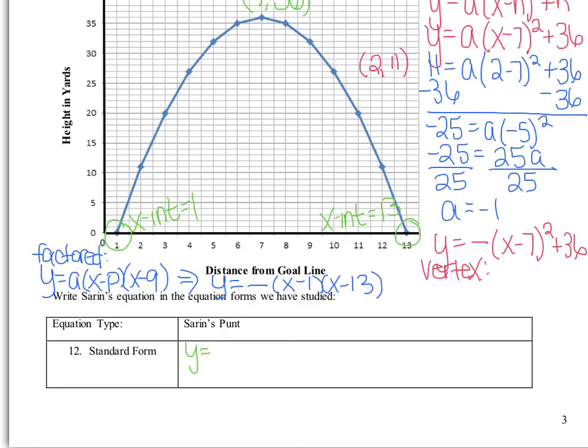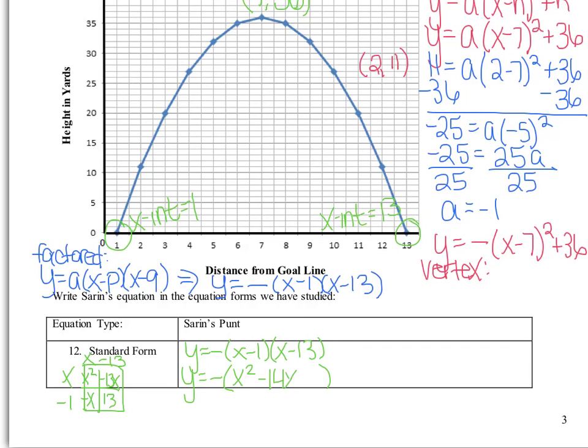So we have y equals negative (x minus 1) times (x minus 13). I'm going to take care of the negative last, but if you want to take care of it first, that's fine. But I'm going to find what (x minus 1) times (x minus 13) is. If you want to make your box, you can have x and negative 1 and x and negative 13. This is going to give us x squared, negative 13x, negative x, and negative 1 times negative 13 is positive 13.